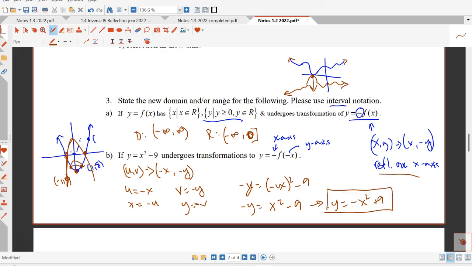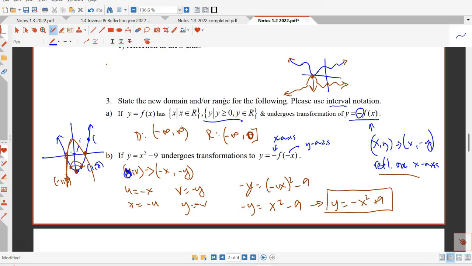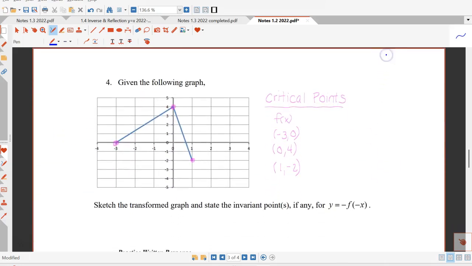And so technically this is the mapping notation, and then I'm going to replace x with minus x and y with minus y is what this is all saying. Okay, and this is the equation we get. Let's take a look at another scenario where we're given a graph to do the transformation.